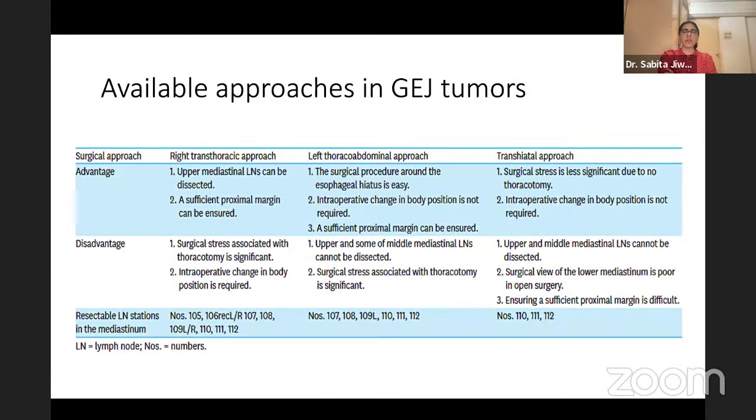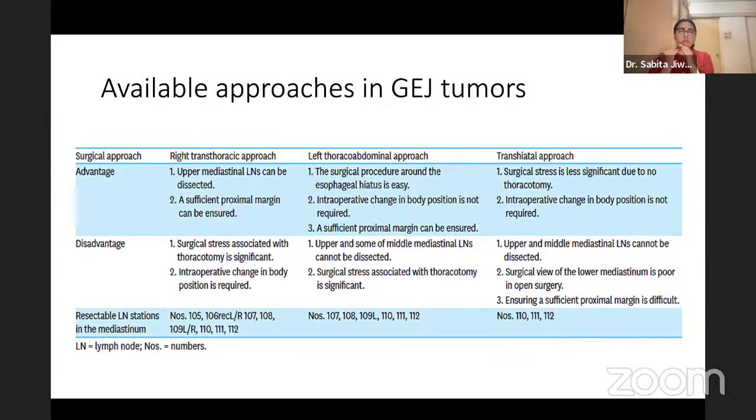So these are the basic 3 approaches that we have available in gastroesophageal junction tumors. The right transthoracic approach requires 2 or 3 incisions, depending on which surgery you're planning to do. The left thoraco-abdominal approach requires only 1 position and 1 incision, and the transhiatal approach again requires 1 position and 1 incision. So what are the major differences?